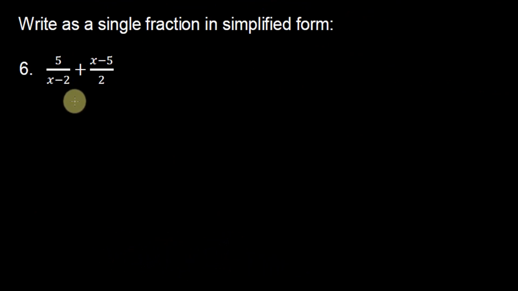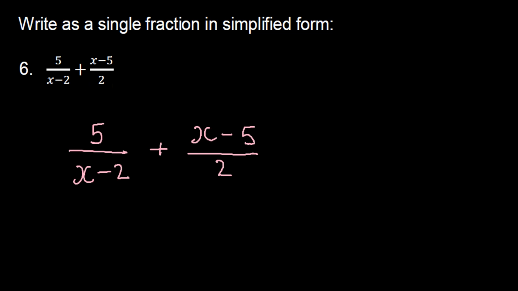So we have to add these two fractions. We can start by making the denominators the same. So the x minus 2 here, we're going to multiply by 2. So we multiply the denominators by each other. And the 2 here, we're going to multiply by x minus 2. We also multiply the numerators. So the 5 here by the 2. And the x minus 5 here by the x minus 2.